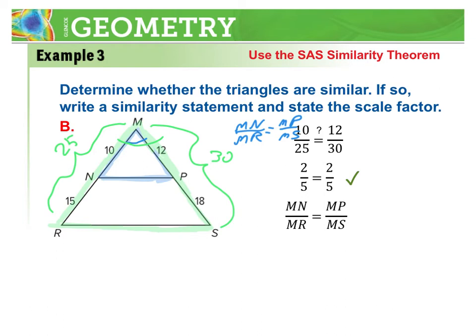So since we have two pairs of similar sides and the included angles congruent, what triangle is similar to triangle MNP? And then what is the scale factor from triangle MNP to triangle MRS?